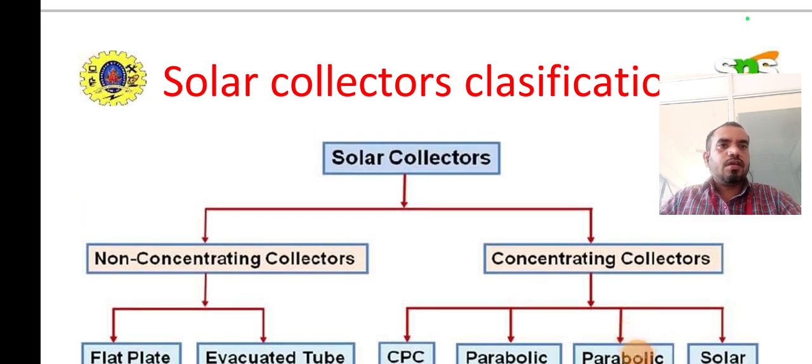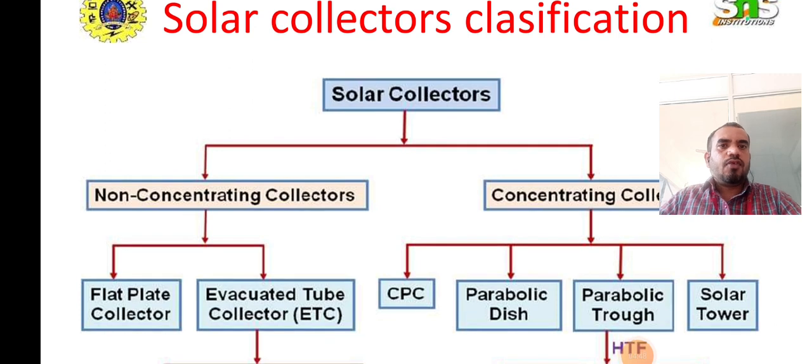In our next video, we will see what flat plate collectors, parabolic dish, parabolic trough, solar tower, and evacuated tube collectors are, in our upcoming videos.